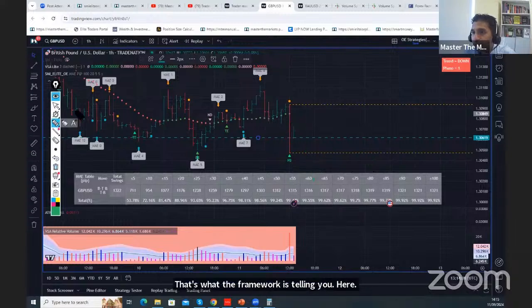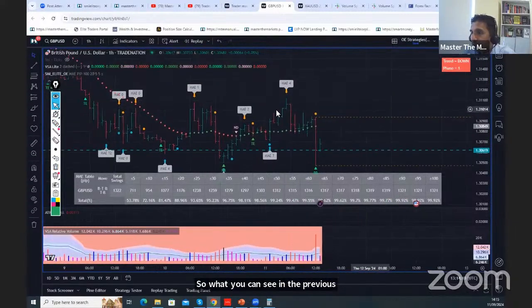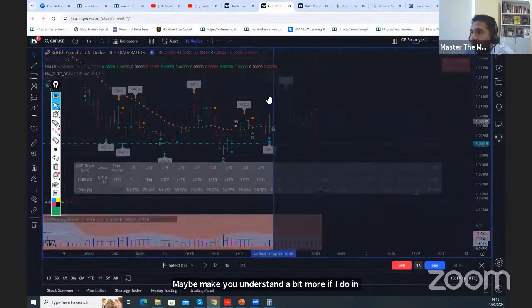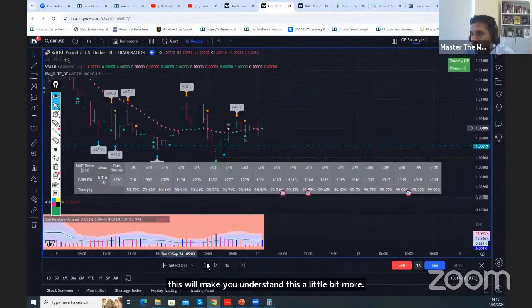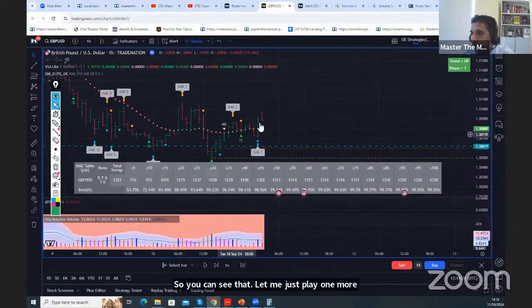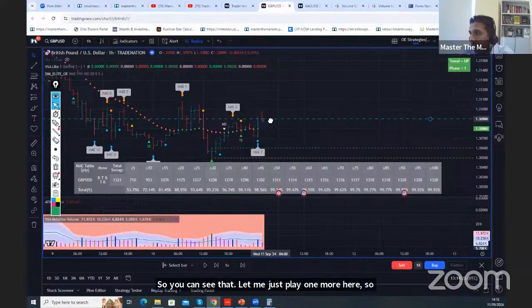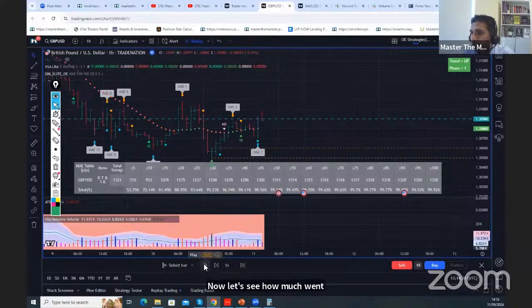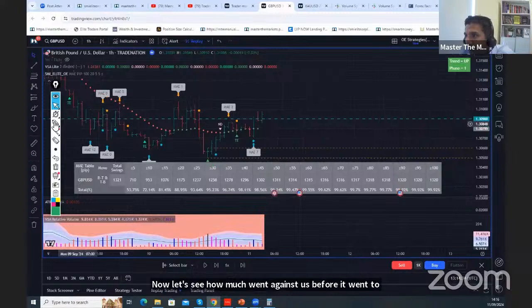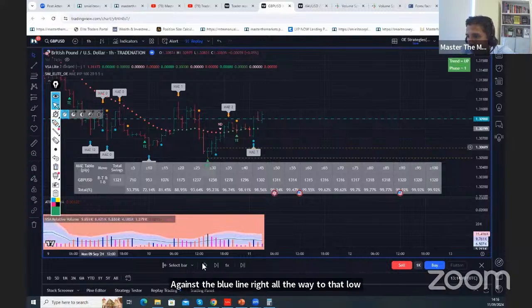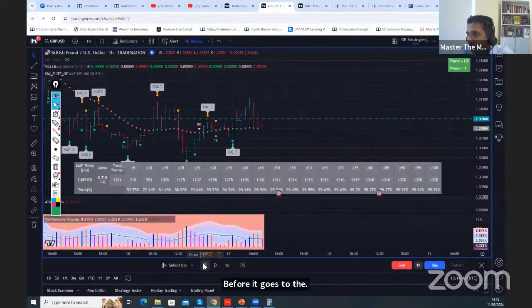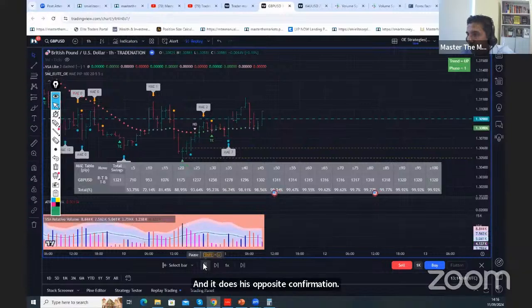So if you take a look at the previous ones, maybe that will help you understand a bit more. If I do it in replay, this will make you understand it a little bit more. Let me play one more bar so you can see the dot. The dot came here, this is where the confirmation was. Let's say you took a buy signal, uptrend phase 1. Now let's see how much it went against us before it went to the maximum point. Anything that goes against the blue line, all the way to that low, is how much it went against you before it goes to the top and does its opposite confirmation bar. So let's see when it does its opposite confirmation bar.